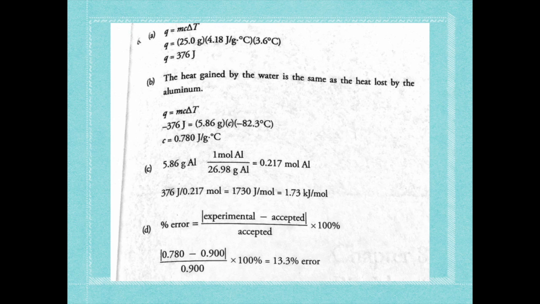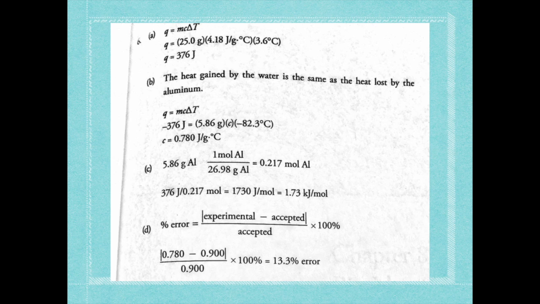If you want to put that as a negative 1.73, I don't see any issue with that. But they put 1.73, and I probably would have put 1.73. But if you thought that the heat was negative 376 joules because it's being lost and divided by the moles, then you would have gotten a negative value, and that should be fine.